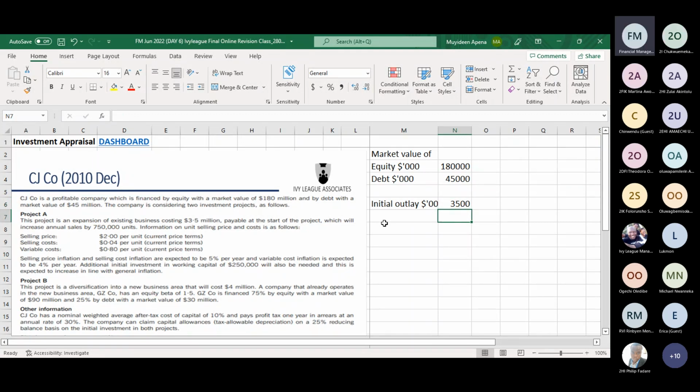This will increase annual sales by 750,000 units. So annual sales will increase by 750,000 units. Information on unit selling price and cost is as follows. So the expected increase in sales is 750,000 units. So like I said, we're working in thousands.